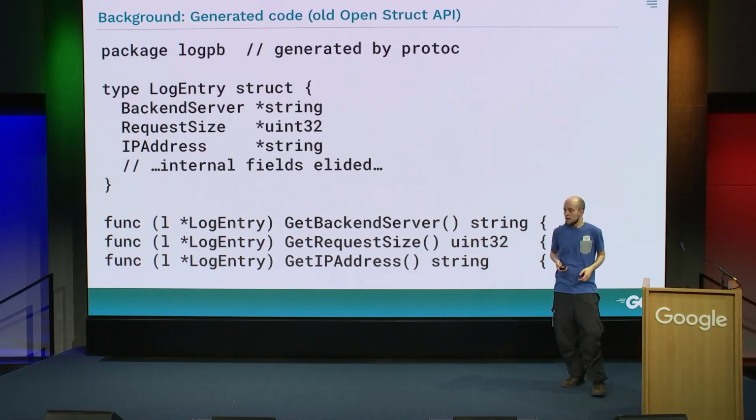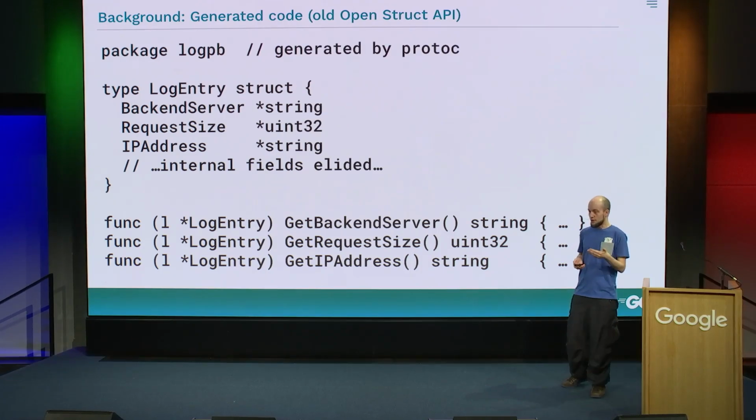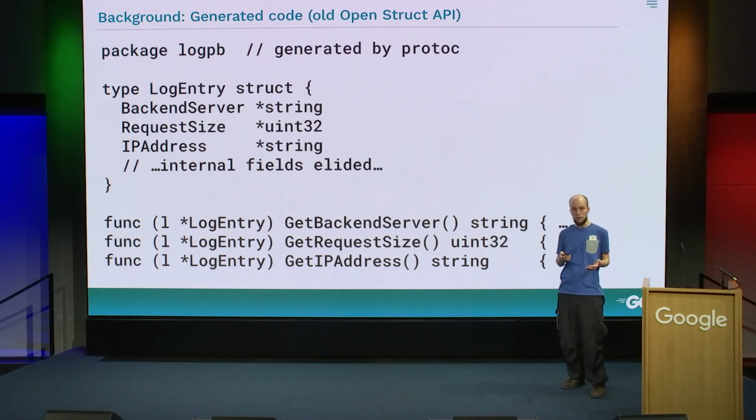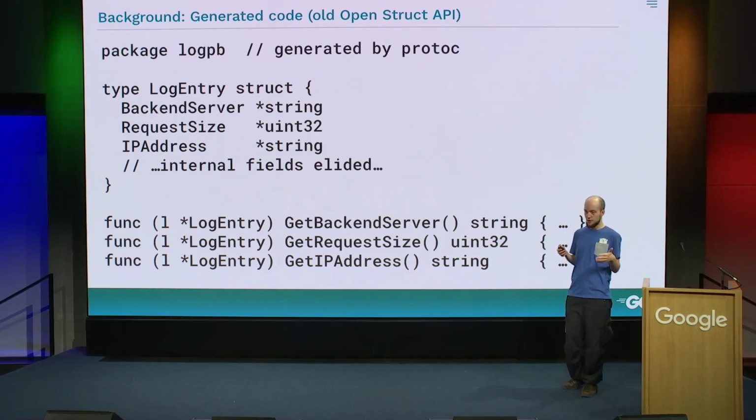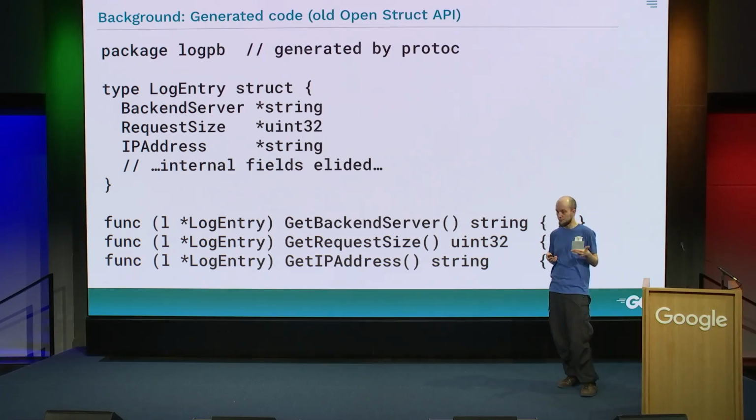Let's have a look. This is an example of the old Open Struct API. So this is from before we did our release. And what you can see here is that the message that we declared on the earlier slide results in this Go type. So we have a package, logpb. This has been generated by protoc. We have the LogEntry struct, and it has the 3 fields that we've declared. We have the backend server, request size, and IP address.